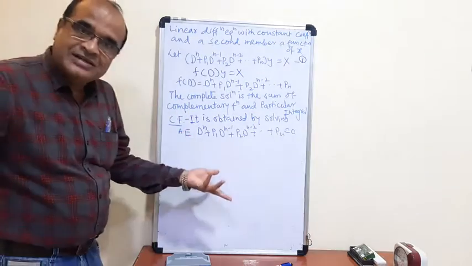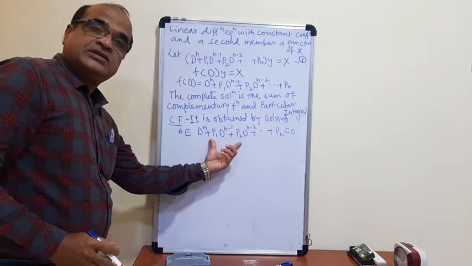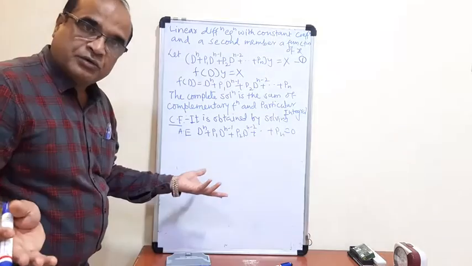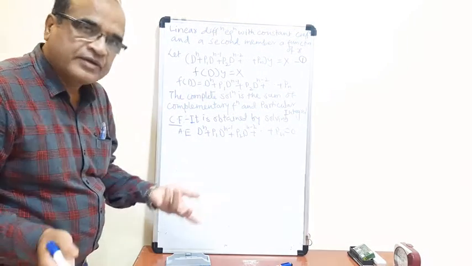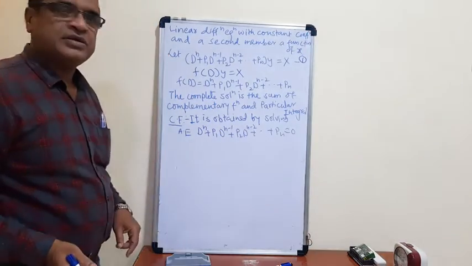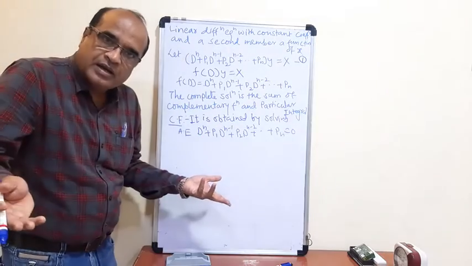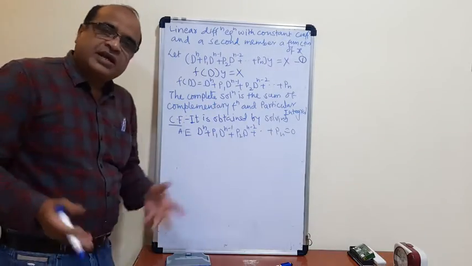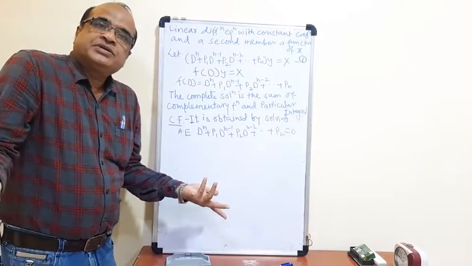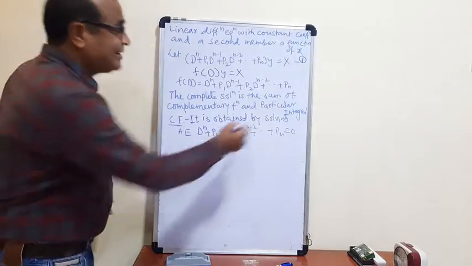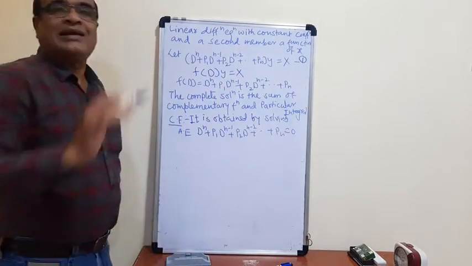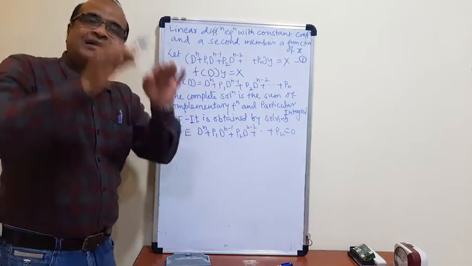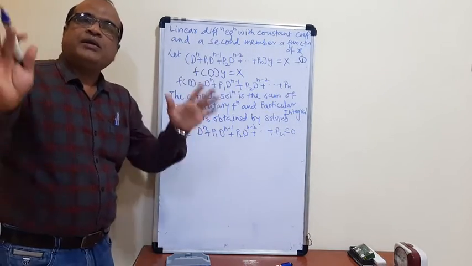We take 3 examples. If we get roots and the roots are different, this solution is a complementary function. If the roots are repeated and we find the solution, this is also a complementary function. If the roots are imaginary and we find the solution, this is a complementary function. When we consider the right hand side 0 and find the solution, it is called the complementary function.